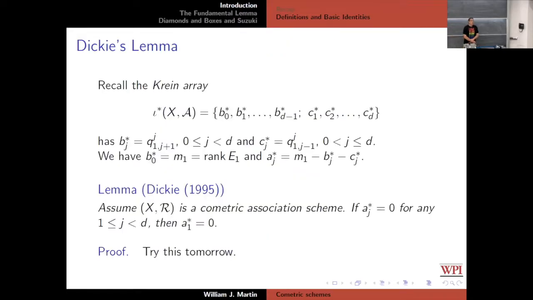Garth Dickie's lemma, which tomorrow you'll be able to do, says if you look at the Krein array, b_i star, c_i star, so now L_1 star is tridiagonal. I have a Q-polynomial ordering. L_1 star is tridiagonal, and the b_i stars are just above the diagonal, c_i stars are just below the diagonal, and a_i star is on the diagonal. If a_j star is 0 for any j less than d, then a_1 star is 0. We're going to use that a lot, but I don't have a proof today.